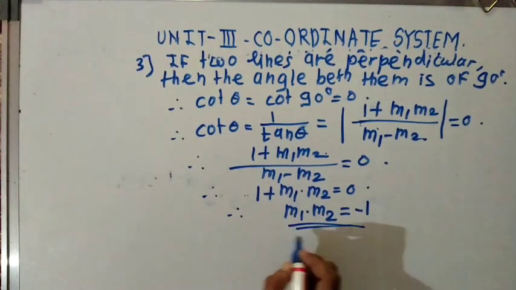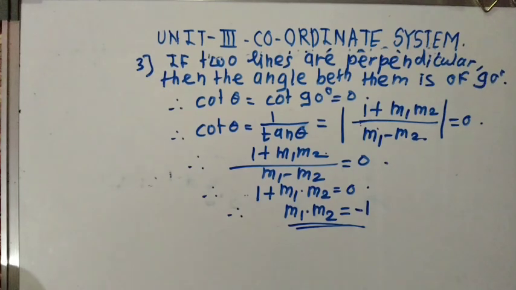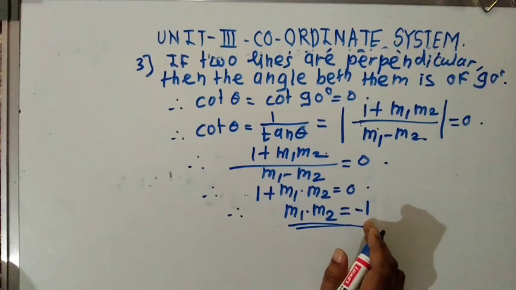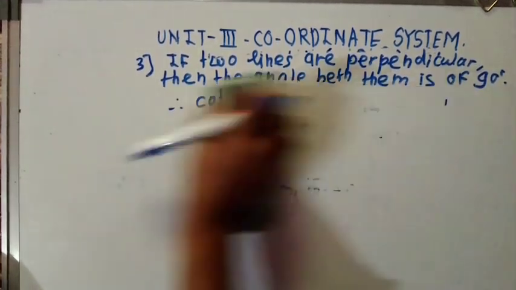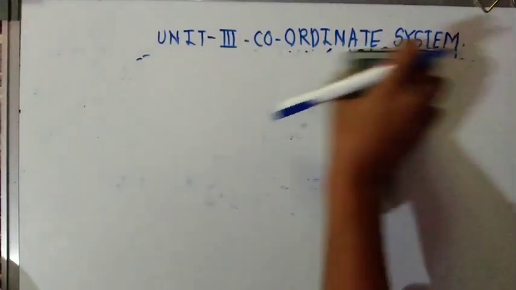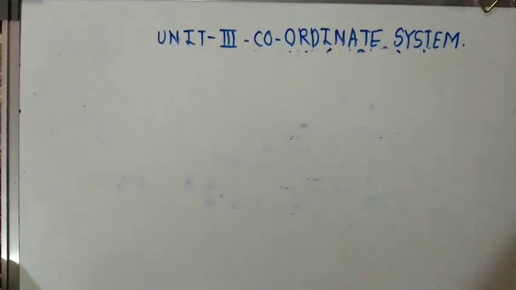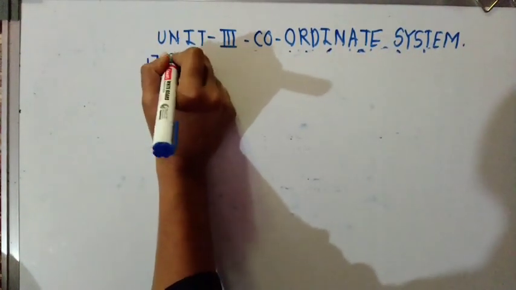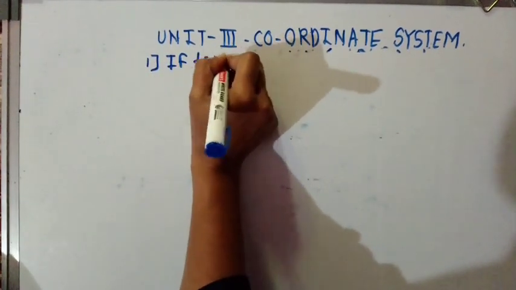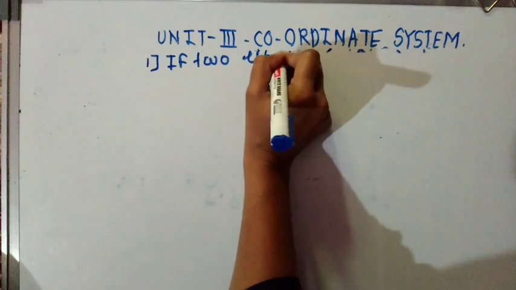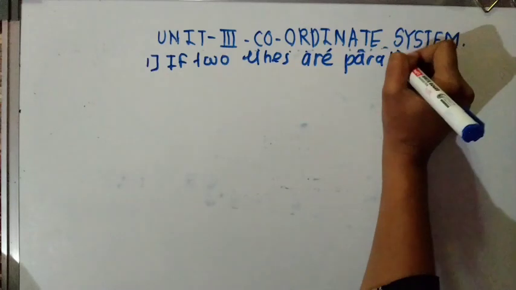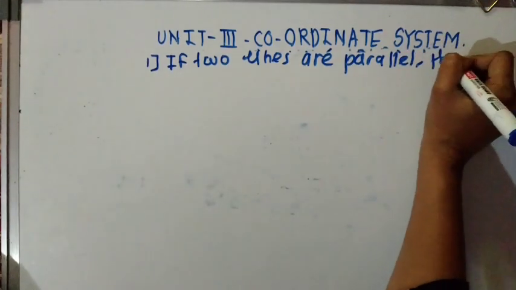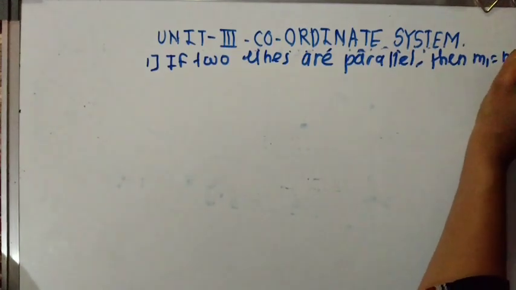Hence when two lines are perpendicular, the product of their slopes is minus 1. Then we give some formulas. First, if two lines are parallel, then m1 is equal to m2.